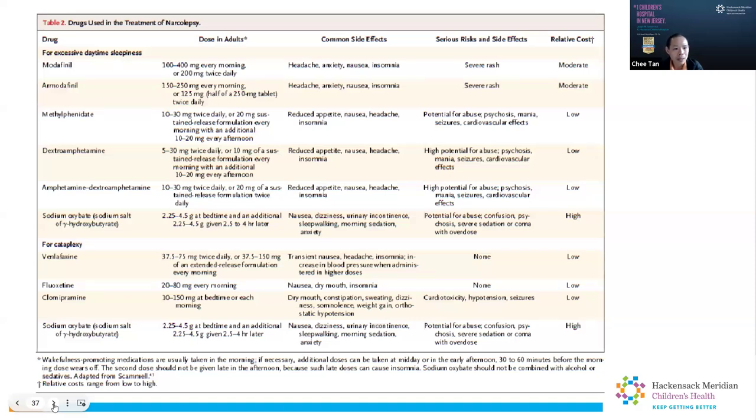So the other off-label medications that we often use for treatment of narcolepsy include modafinil, armodafinil, and the traditional stimulants like methylphenidate or Adderall to help with daytime sleepiness. And then for cataplexy, we may use antidepressants like SNRIs and SSRIs that help suppress REM sleep. Next slide, please.